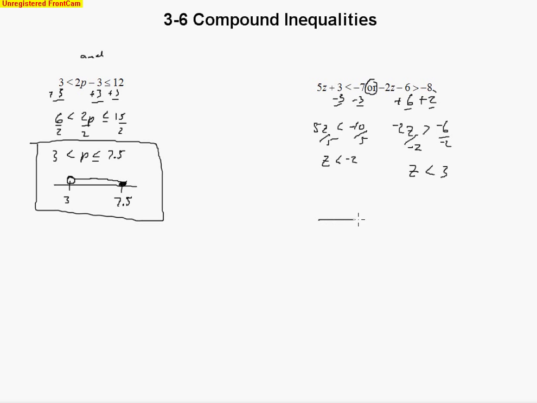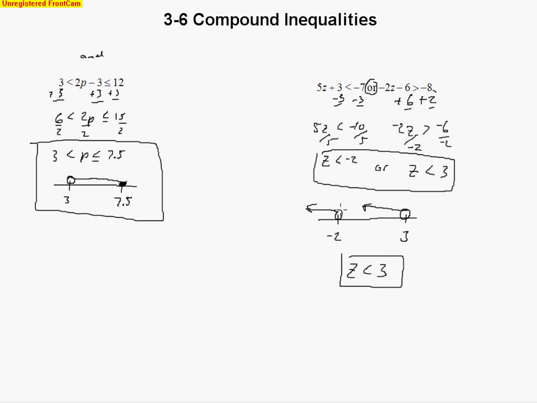So when I go ahead and graph this, it's an OR statement they're telling me. So when I go ahead and graph, I've got negative 2. The values of z are less than negative 2, or z is less than positive 3. So it goes off in this direction. So the values that work, since it works with one or the other, the values would be z is less than 3. Because all of the values of z less than negative 2 are included with the values of z less than 3.